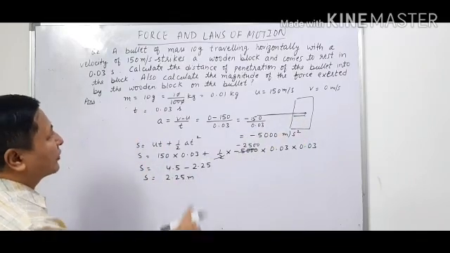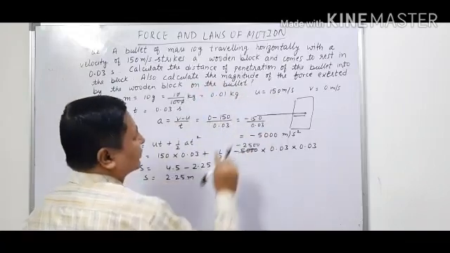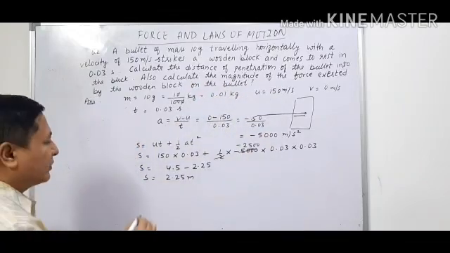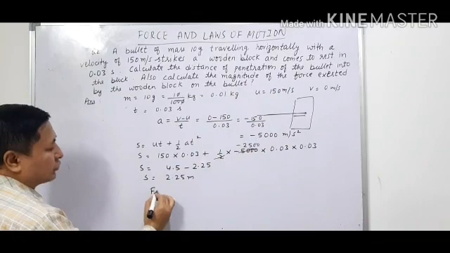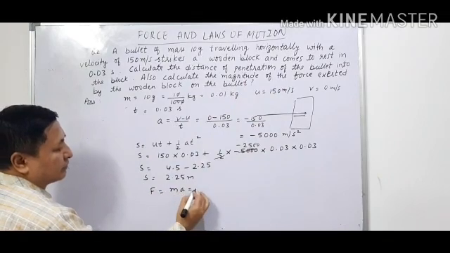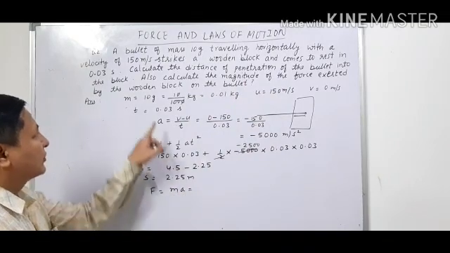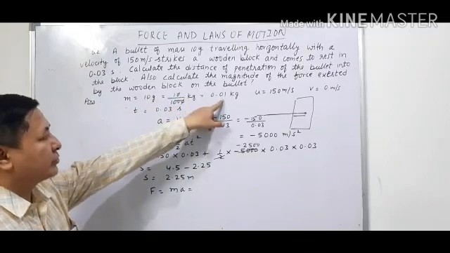Now one more thing we have to calculate. Also calculate the magnitude of the force exerted. And we know the formula F is equal to ma. So m, the mass of the bullet, is 0.01 kg.